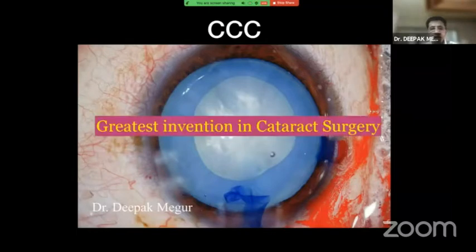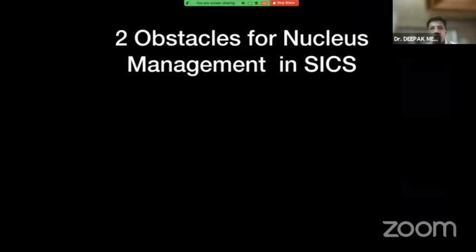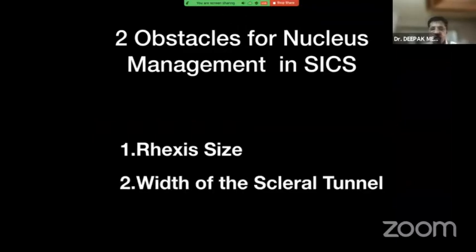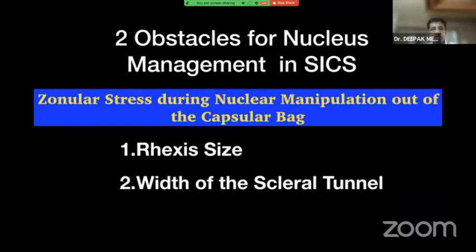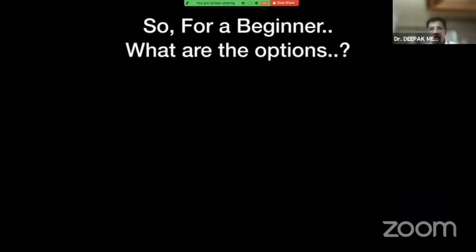But in SICS, it's a little bit of an issue because especially we understand there are two main obstacles for nucleus management in small incision cataract surgery. One is obviously the Rexis size and second is the width of the scleral tunnel. So I'll be speaking on the importance of the Rexis and how zonular stress is exerted during nuclear manipulation out of the capsular bag. So that's the issue which you are worried about. And so for beginners, what are the options we have?